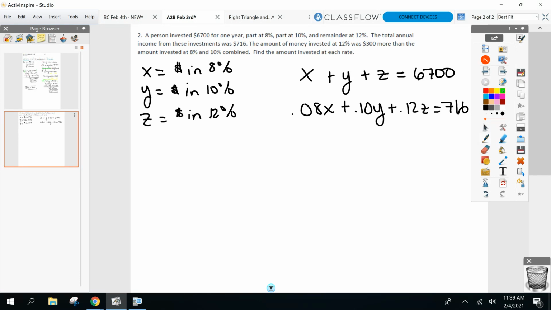So instead of working with this, you watch, move the decimal over 2 spots. You can work with 8x plus, move the decimal over, 10y plus 12z equal to, now here's the thing if you're going to do that. I moved it over 2 times on the left, I've got to do it over 2 times on the right. So to 716, I would need to add 2 zeros. All right, I'm going to work with that equation instead.